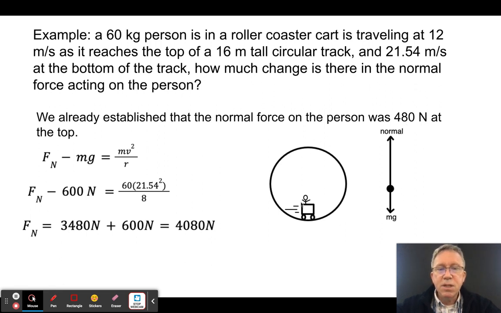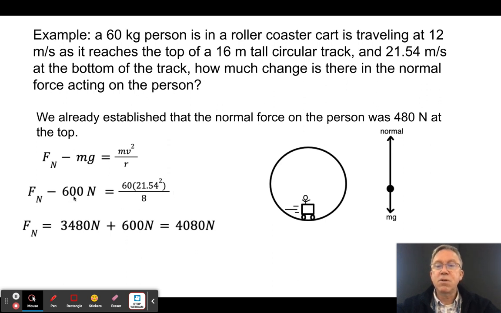Now when you reach the bottom, the centripetal force, mv squared over r, is going to be equal to the normal force, which is pointing towards the center, minus mg, which is pointing the opposite way. Now mg, I happen to know, is 600 because it's a 60 kilogram person. I can just substitute in these values. The mass of the person is 60. The velocity at the bottom we calculated in the previous example is 21.54 meters per second. The radius is 8.